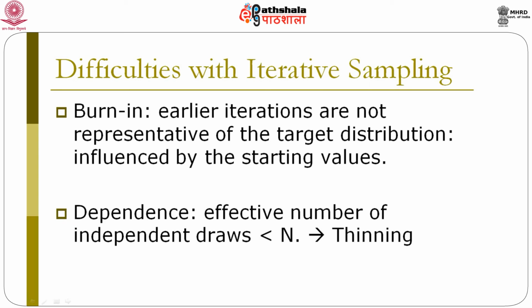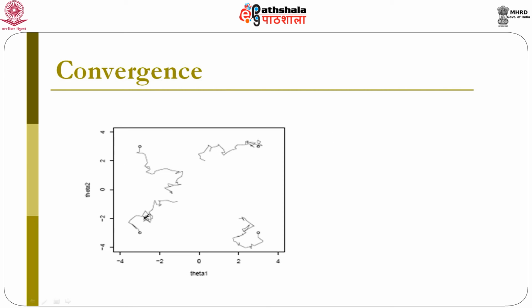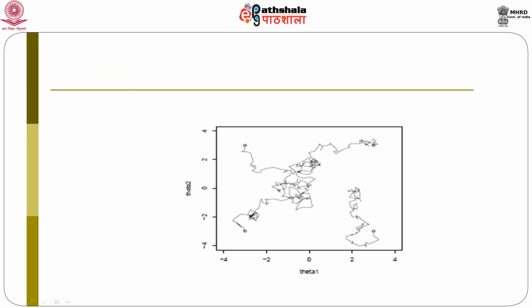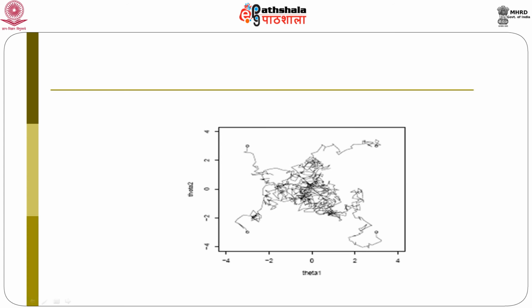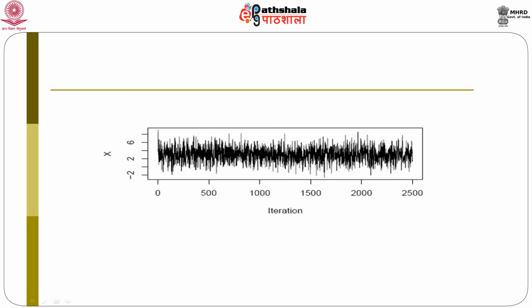The burn-in that I was talking about is because earlier iterations are not representative of the target distribution, being influenced by the starting value. Okay. So, let us just look at the convergence, how it goes. See, the more observations are coming, you do not know where the observations have started from. Ultimately, it gives you a stationary behavior, and the stationary distribution turns out to be the target density of interest, or the posterior distribution of interest.